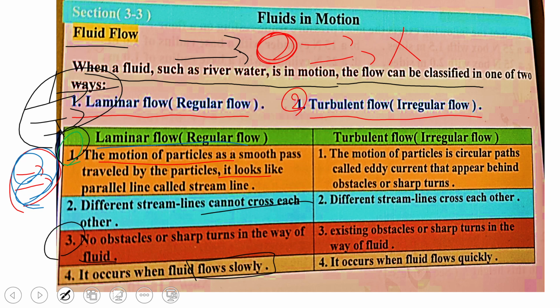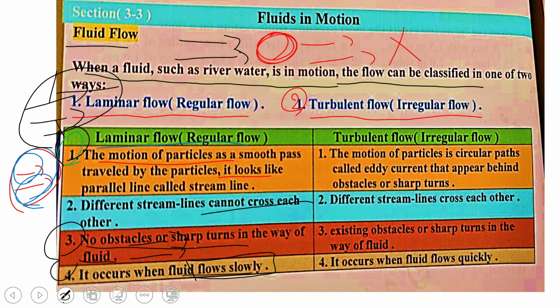Property number 3 is so important. Nothing comes on the way. There is no object, there is no ship, there is no rock. That's why they are going in the same direction without changing direction. This is the reason. And the last property is the velocity, or the speed, slowly.